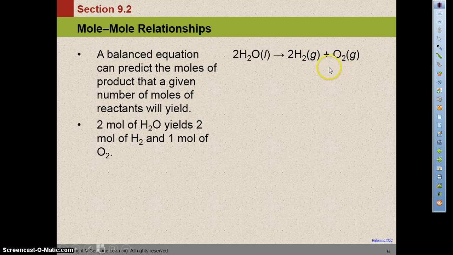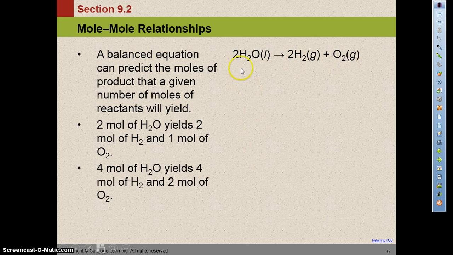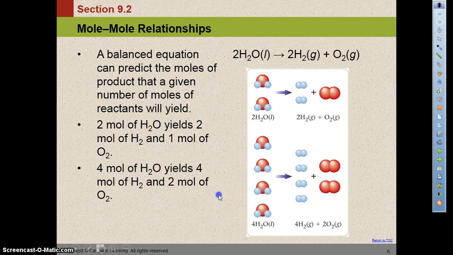And we can read this reaction as 2 moles of water decomposes to form 2 moles of hydrogen and 1 mole of oxygen. If I double this recipe, if I start off with 4 moles of water, I would get twice as much product. Just like if you would start off with 2 cake mixes, you end up with 2 cakes produced instead of 1. So I have 2 moles of water. If I had 4, I would produce 4 moles of hydrogen and 2 moles of oxygen. So it's just a multiplier of 2.